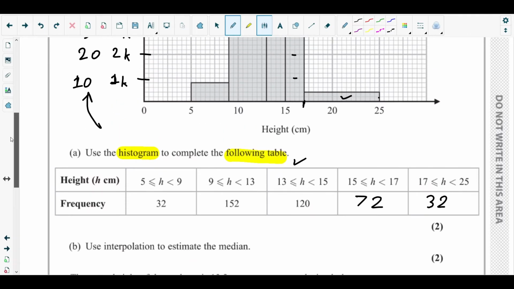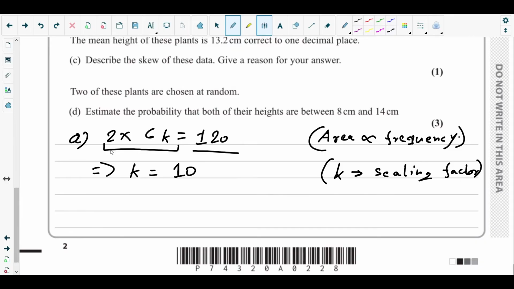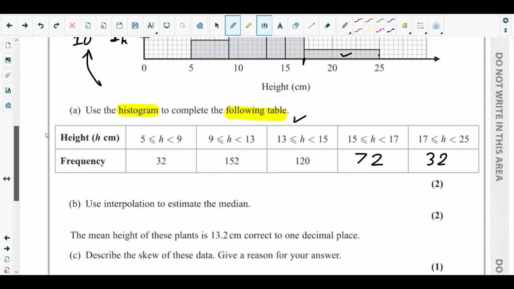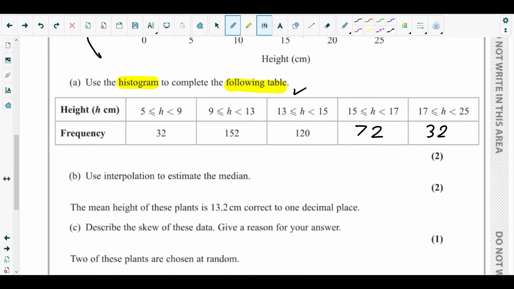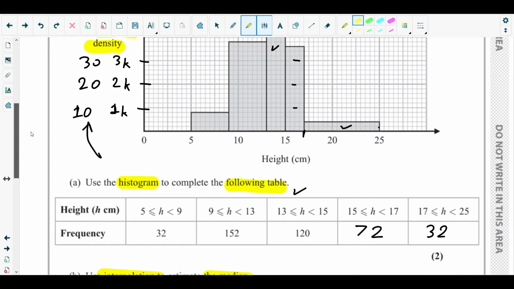Next for part B, if you just want this working, you can do it here. This is basically rough work. For part B, they are asking to use interpolation to estimate the median. We need to use interpolation to estimate the median. Okay, let's consider one thing.